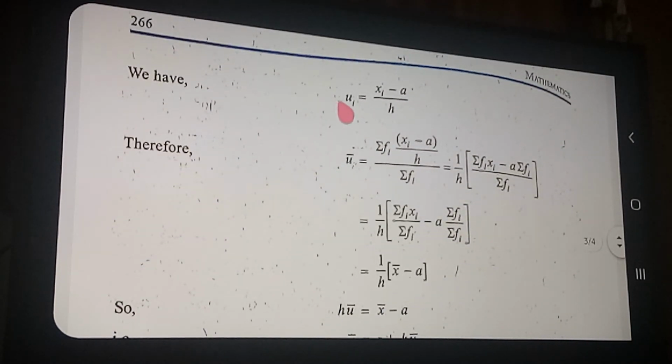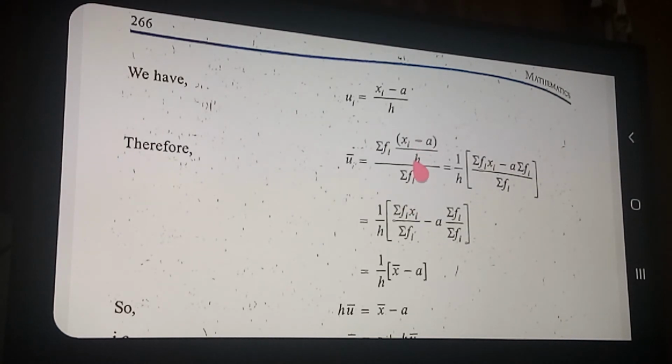ui is equal to xi minus a by h. Clear now? What is ui? xi minus a by h. Then what is u bar? u bar is equal to sigma fi ui by sigma fi. Are you following properly? u bar is equal to sigma fi ui by sigma fi.